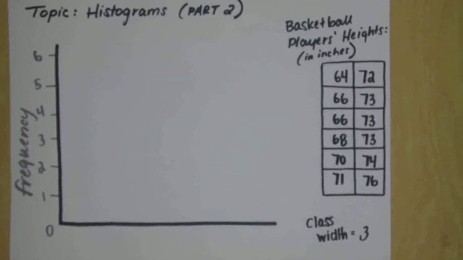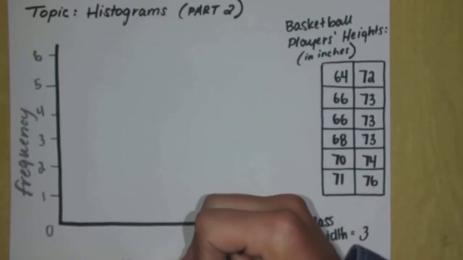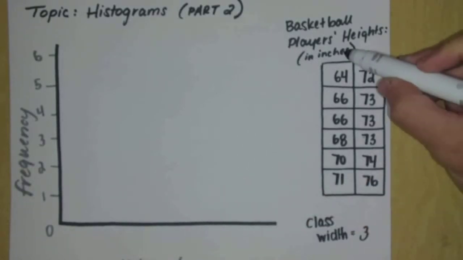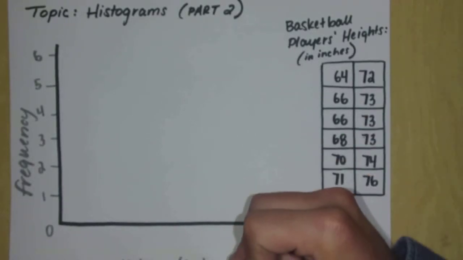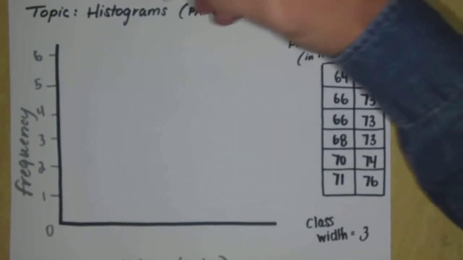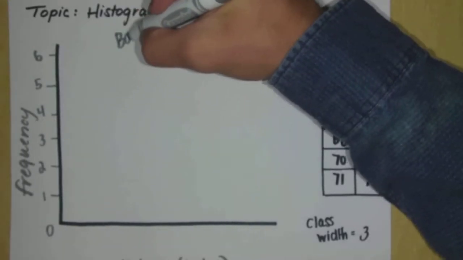Labeling the next axis would be what we're looking at. We're looking at heights, so I'm going to put heights, and it's going to be in inches, as you see up there next to our table. You might as well give your histogram a title as well, and I'm just going to call it Basketball Players' Heights.